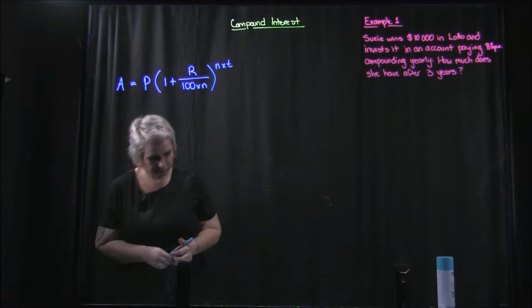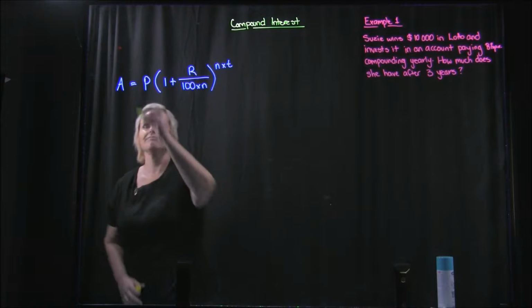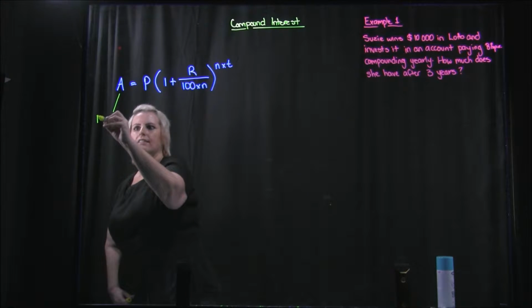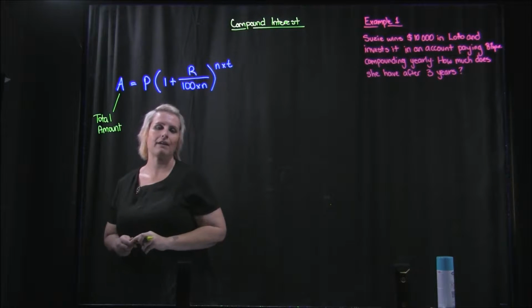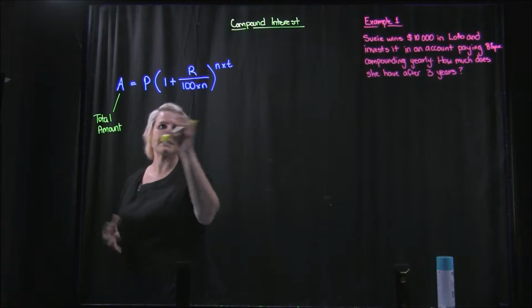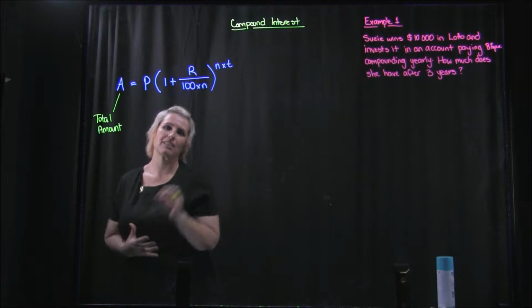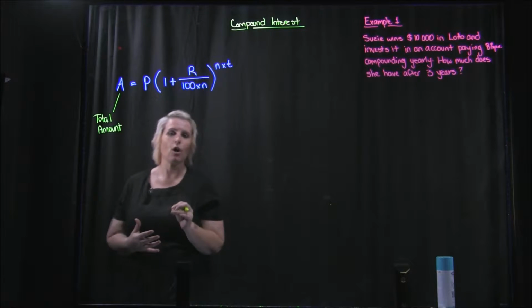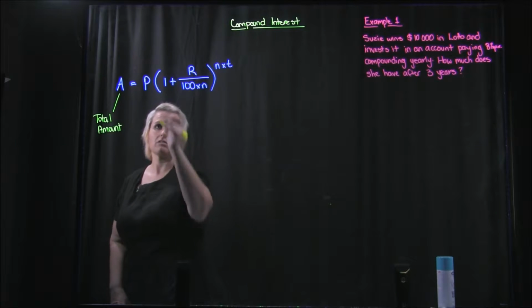Okay, so this is what all of these things stand for. A is the total amount. This will be the total amount owed or the total amount earned. That is the principal and the interest. You can see the principal is in there. We work out the interest, it puts it all together and gives a total amount. So that's a little different to the simple interest formula where you're only working out interest. This one works out a total amount.